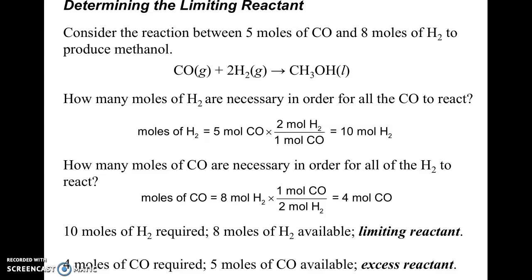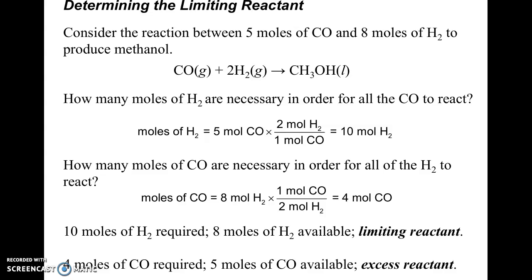All right, so let's say that we know how much CO we have. We're trying to make methanol. There's a reaction. And we know how much H2 we have, and we want to see how much methanol we can make, but we have to know which is the limiting one, because once it's used up, we can't make any more.